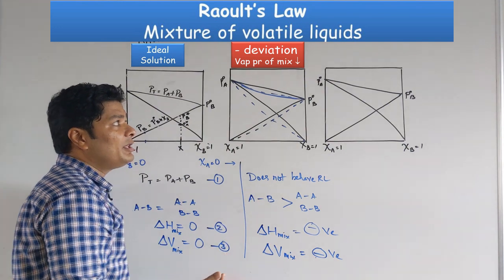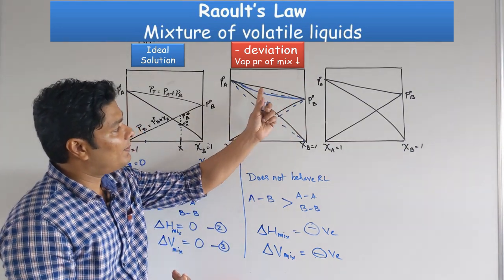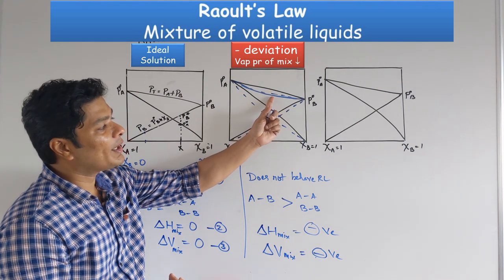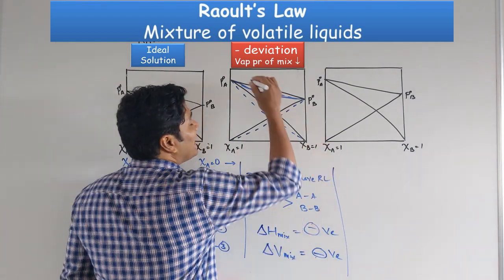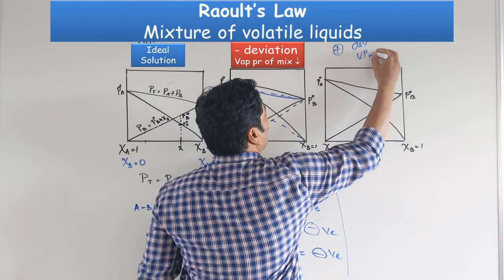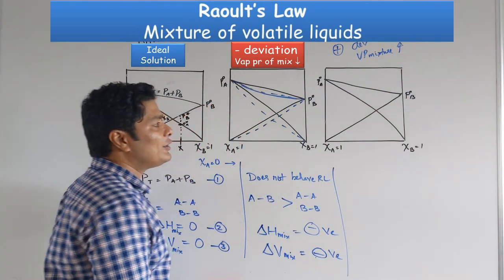Negative deviation means the vapor pressure is lower than expected. This is Raoult's law. The black line is Raoult's law, behaving like an ideal solution. The blue line is what it is actually doing. The last one is just the opposite of negative deviation: positive deviation. Vapor pressure of the mixture is high compared to an ideal solution.